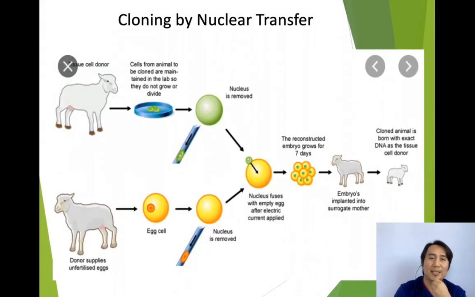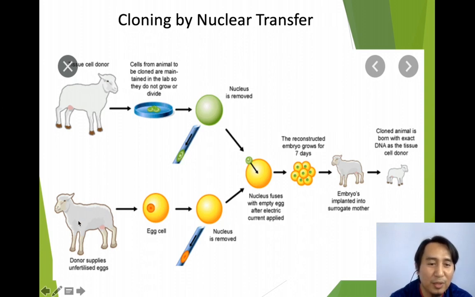Right, and the second one is cloning by nuclear transfer. So this cloning by nuclear transfer is basically how Dolly the sheep was produced. It comes from two different sheep, for example. We call this one a tissue cell donor, which is a cell from the animal to be cloned, maintained in the lab so that the cells do not grow and divide. The nucleus is removed from the egg.